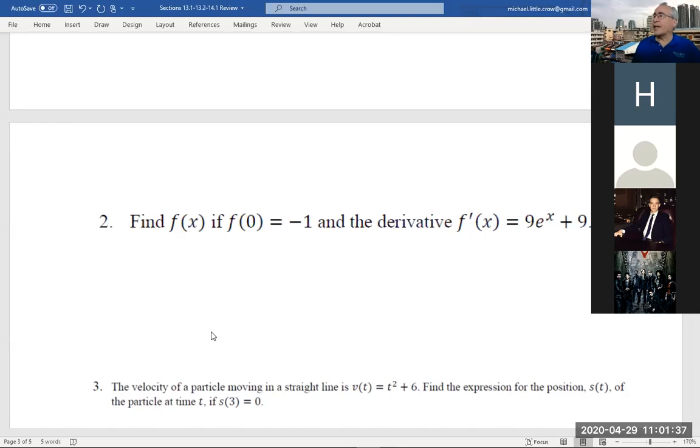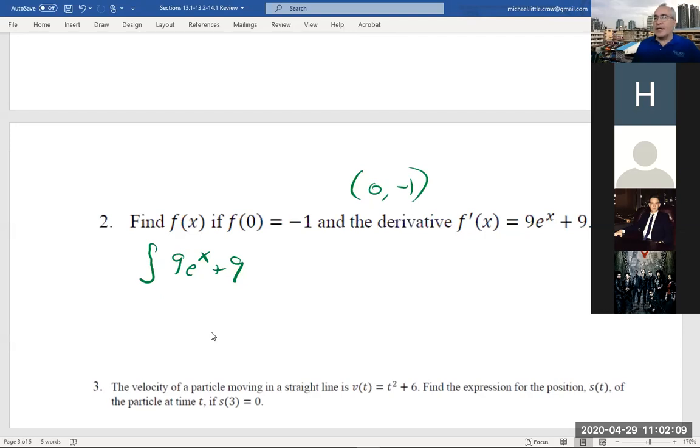Okay, so what it's asking is find f of x, and notice that this is the derivative, so really it's asking us to find the antiderivative of 9e to the x plus 9, and it's giving us a point: when x is 0, y is -1, so (0, -1) is on this graph. So what we're going to do is first integrate, and then use this information to figure out what C is.